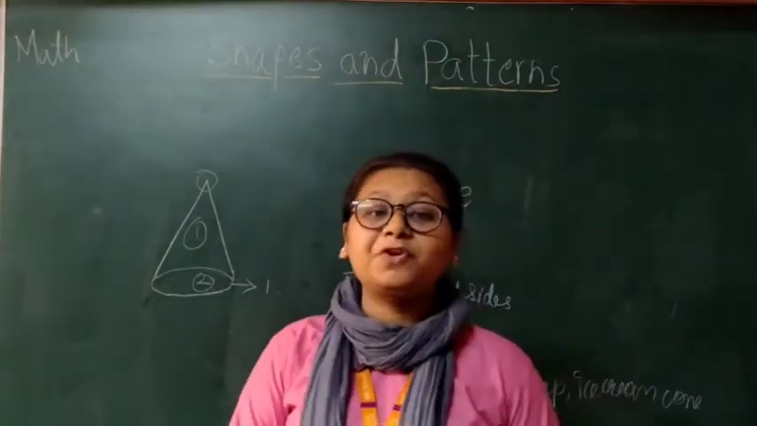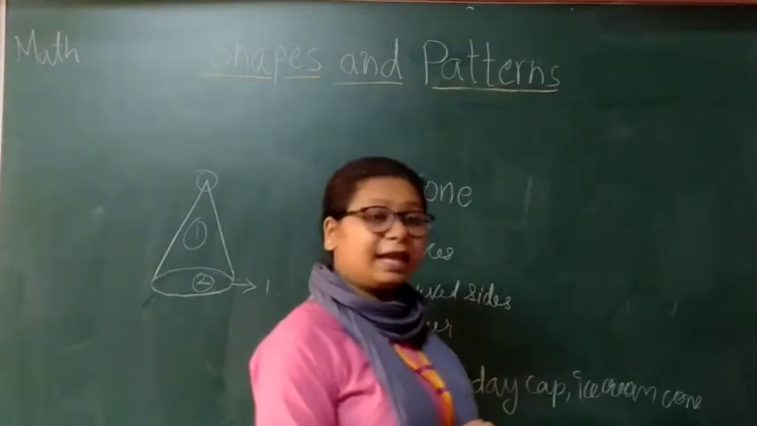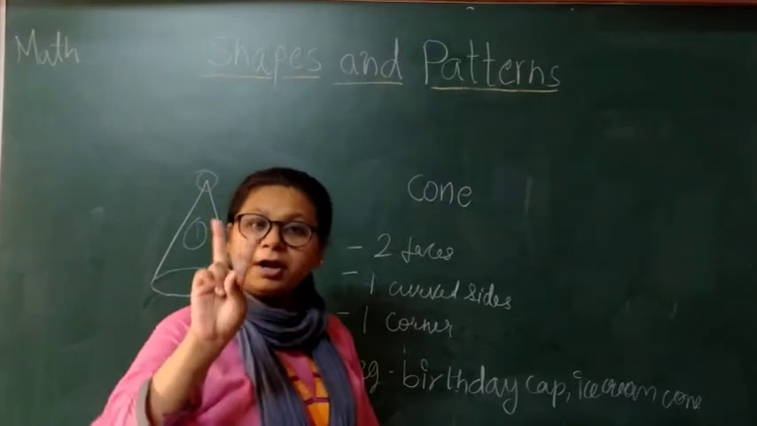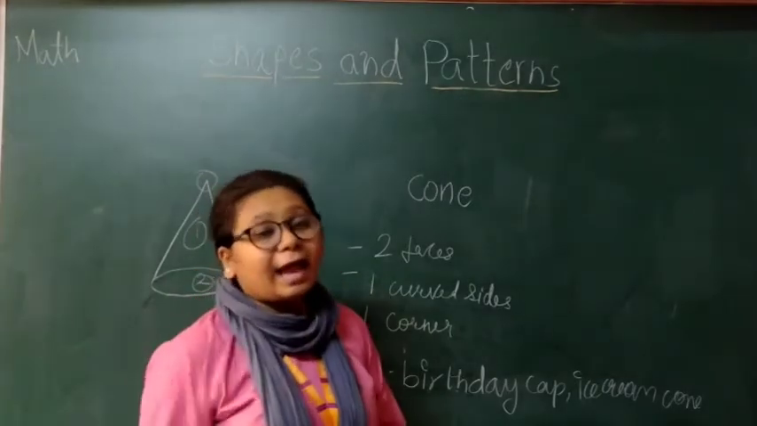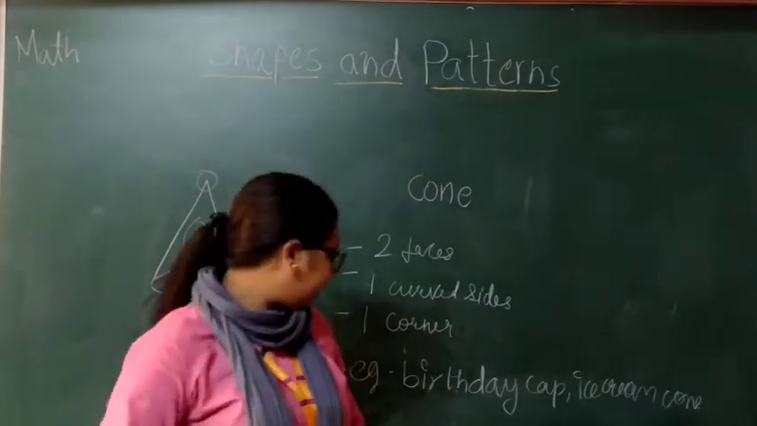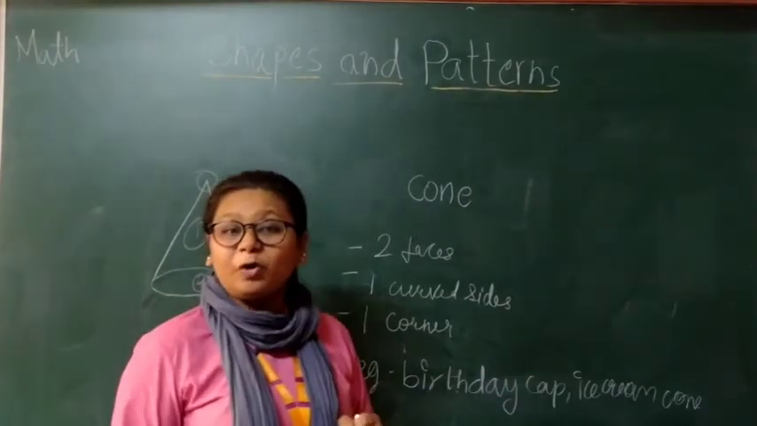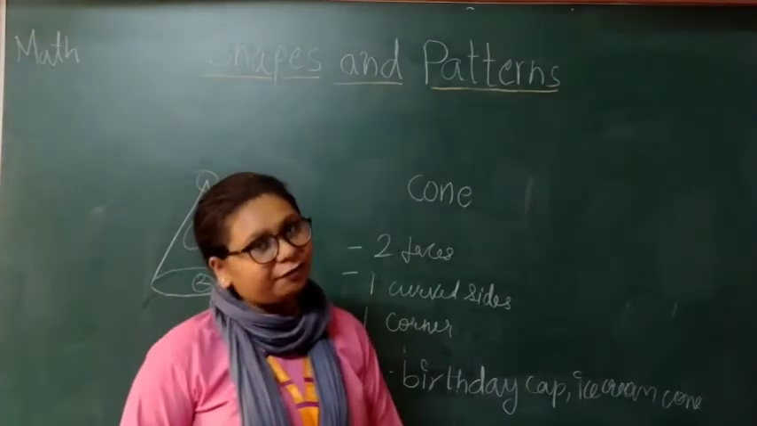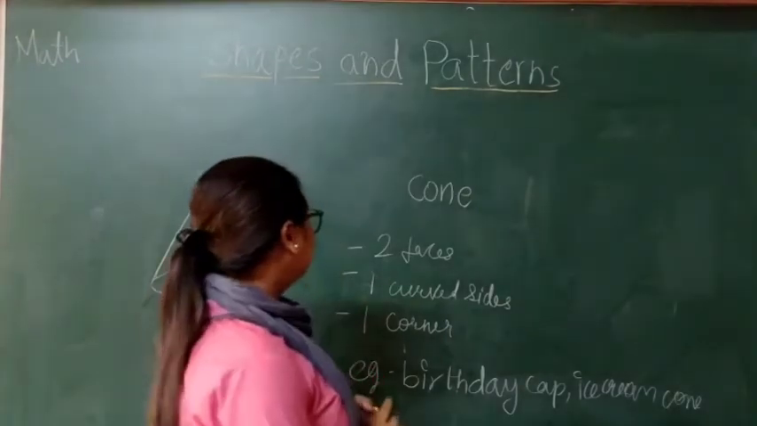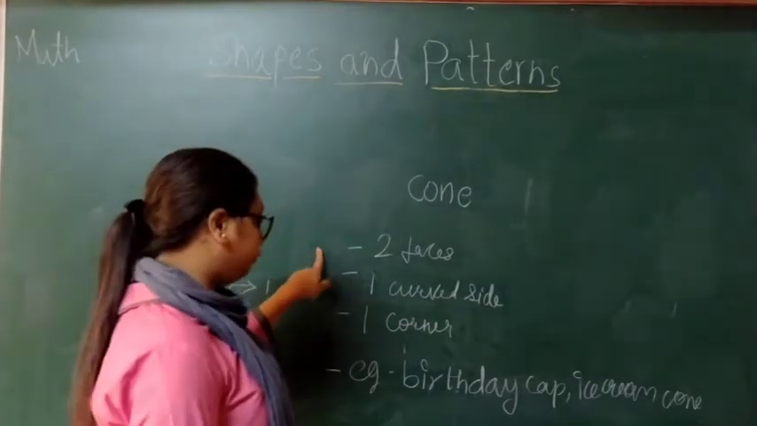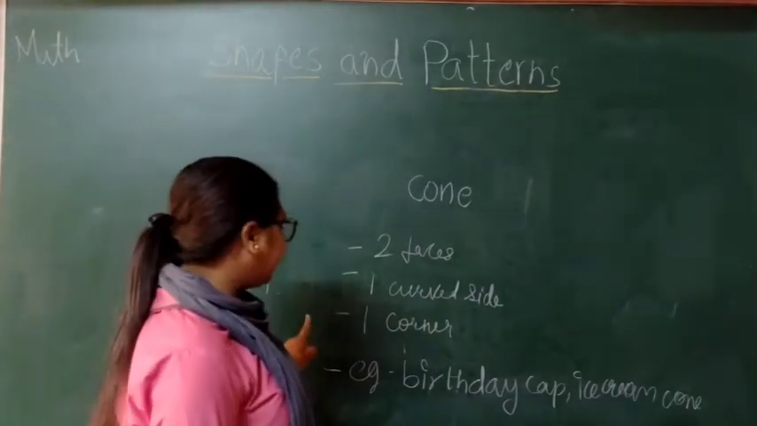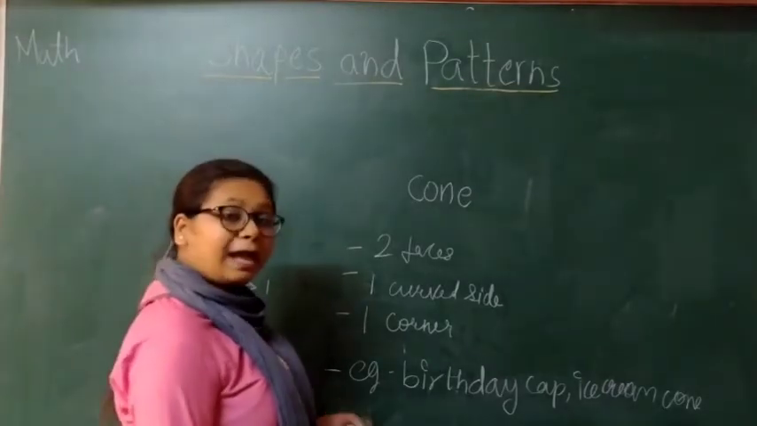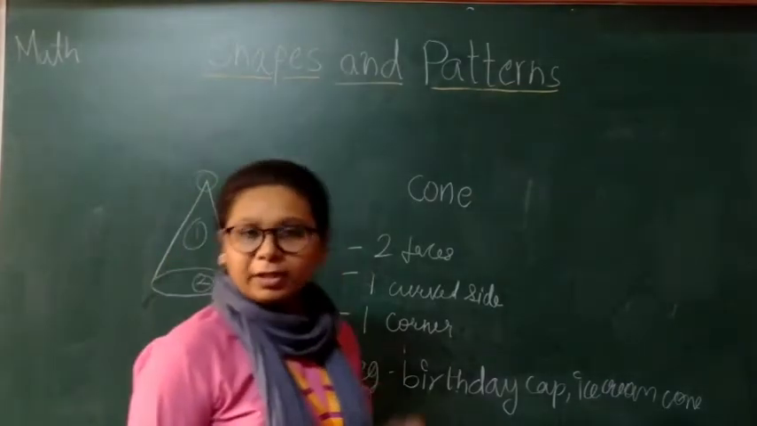What are the examples of cone, students? A birthday cap. A birthday cap is an example of cone. It has one corner, it has two faces, and it has one curved side. An ice cream cone, in which we eat the ice cream, is also an example of cone shape, okay? So students, a cone shape has two faces, one curved side, one corner, and examples of a cone shape are a birthday cap and an ice cream cone, okay?